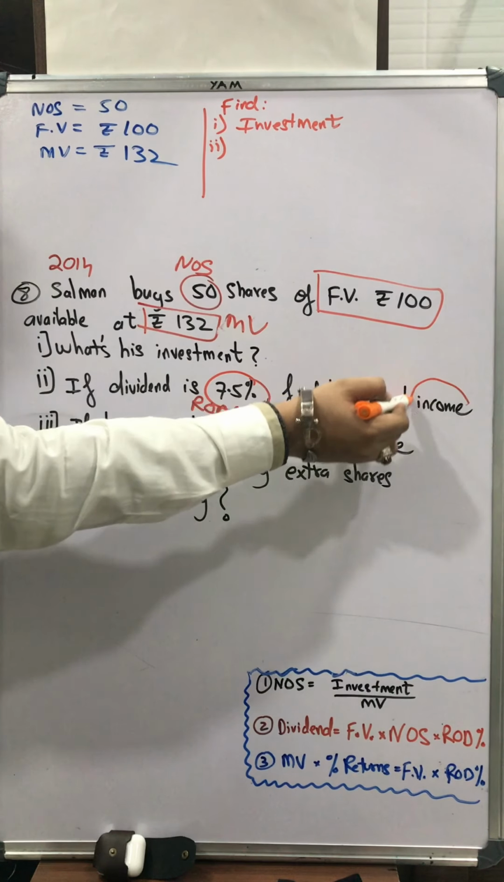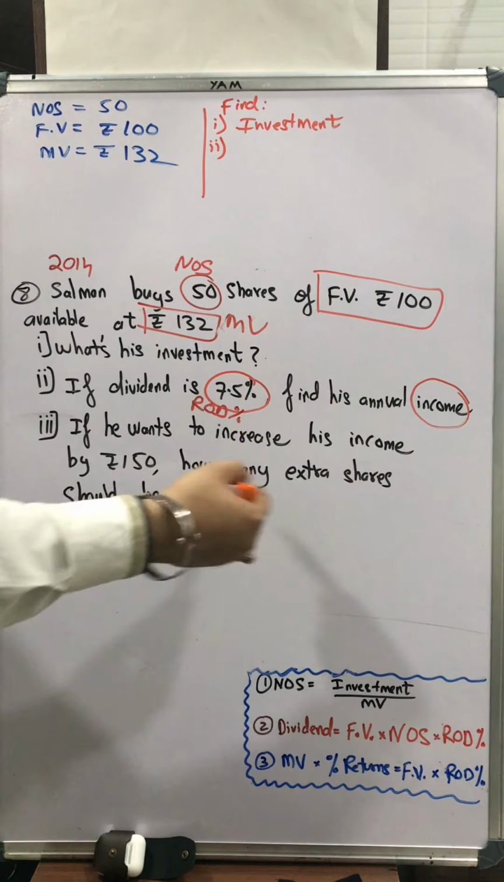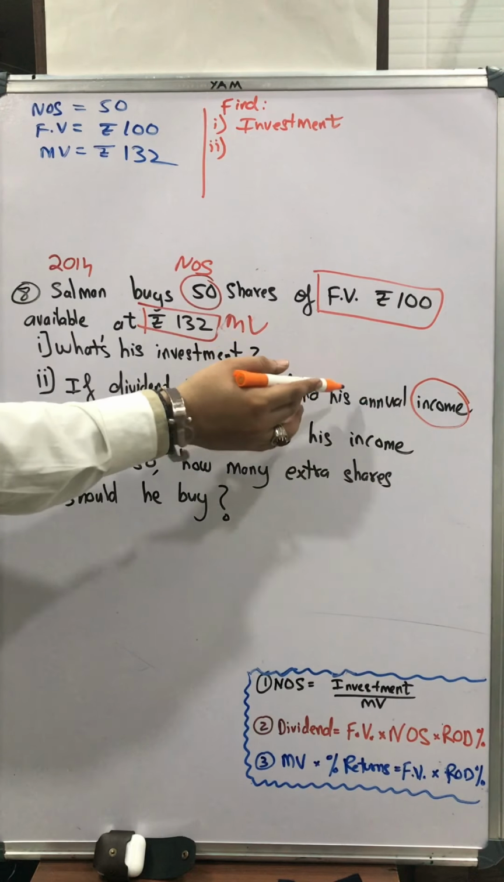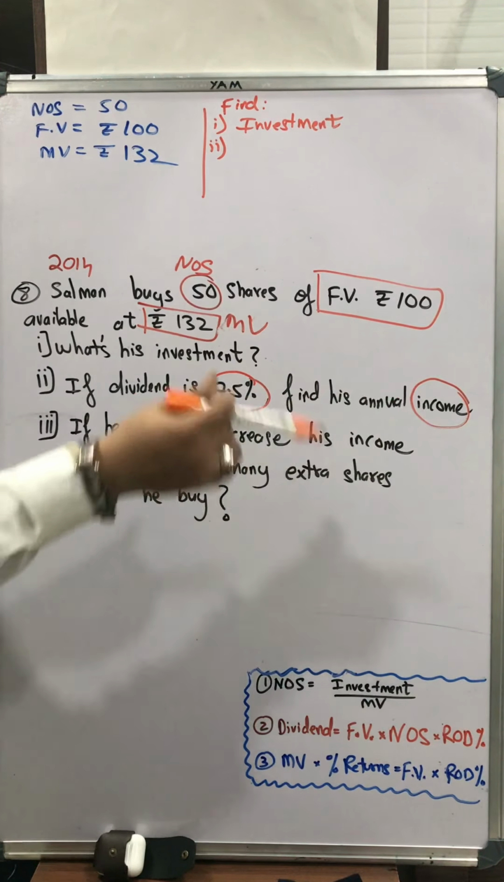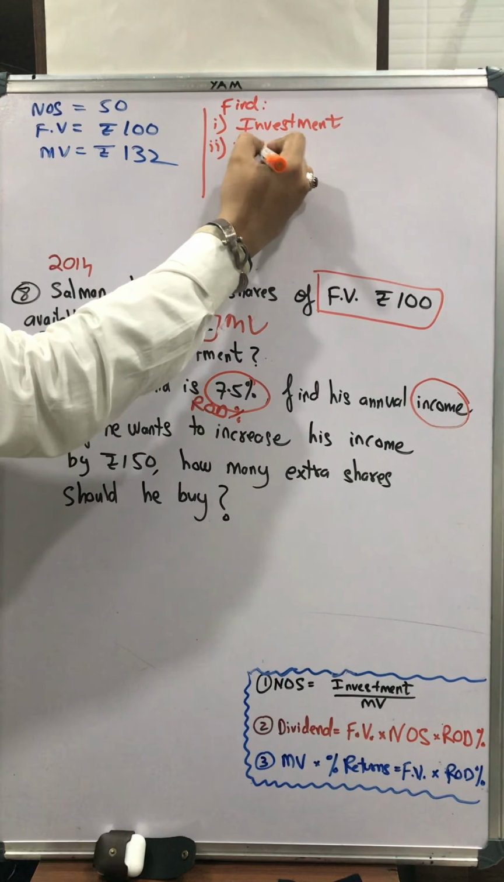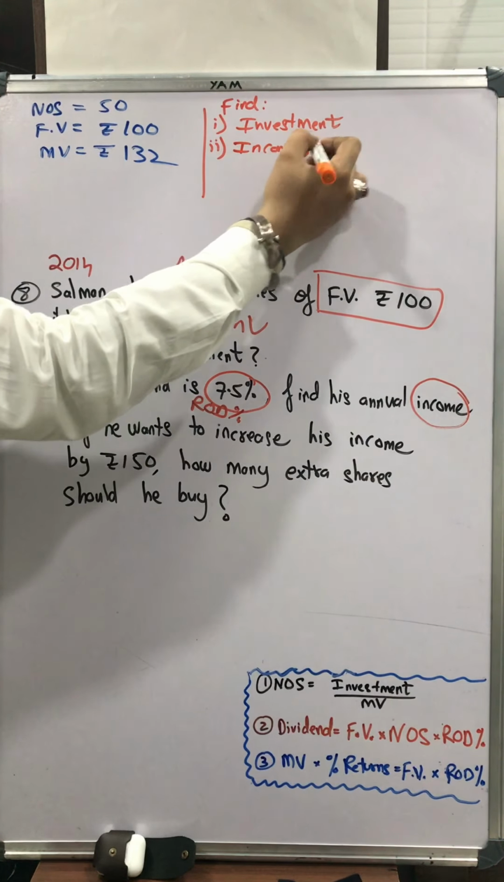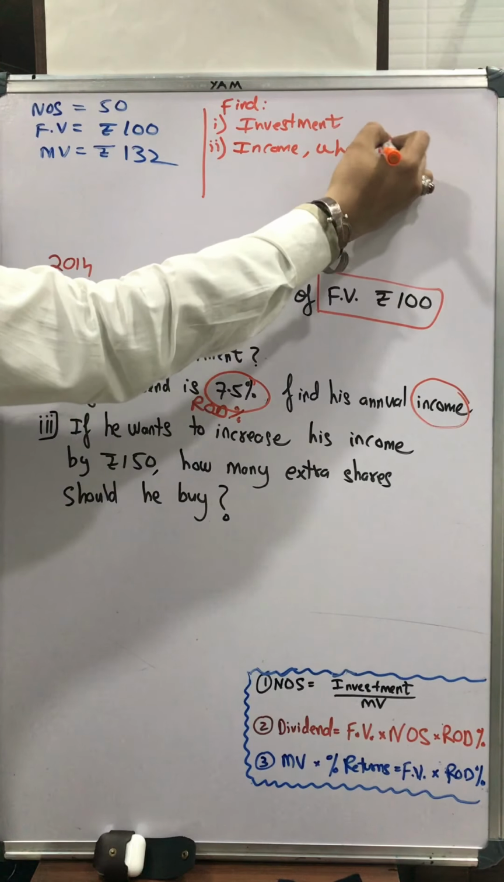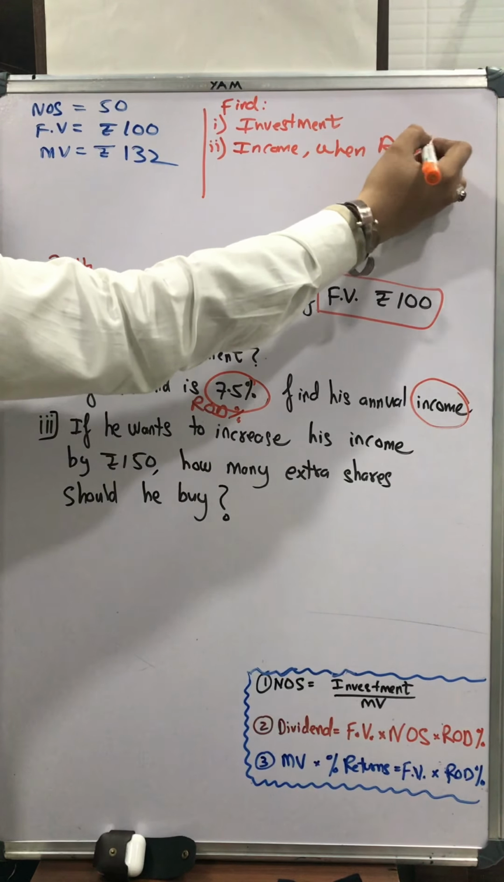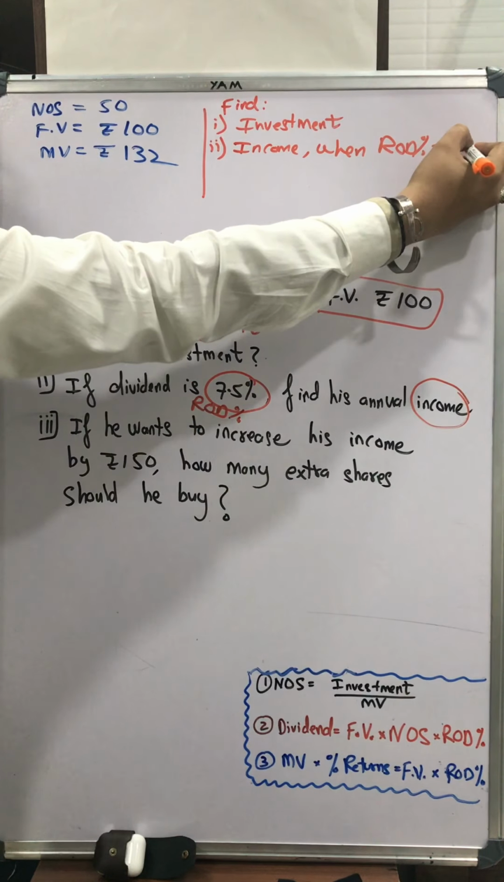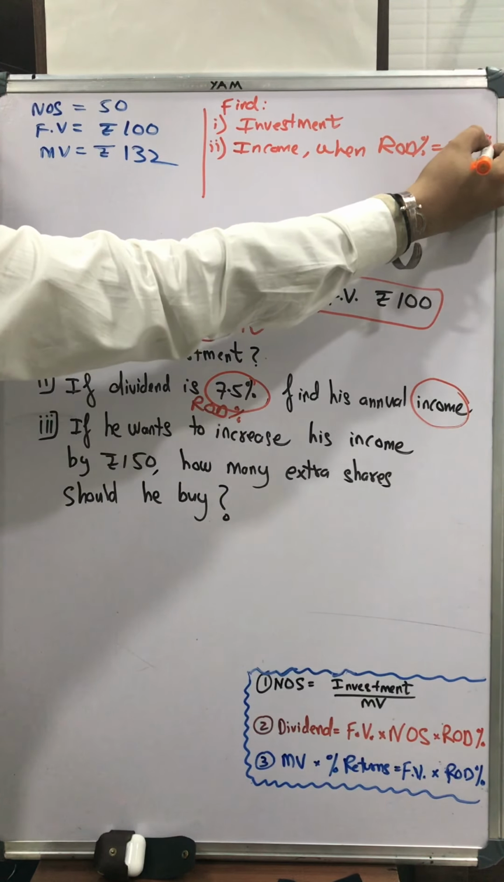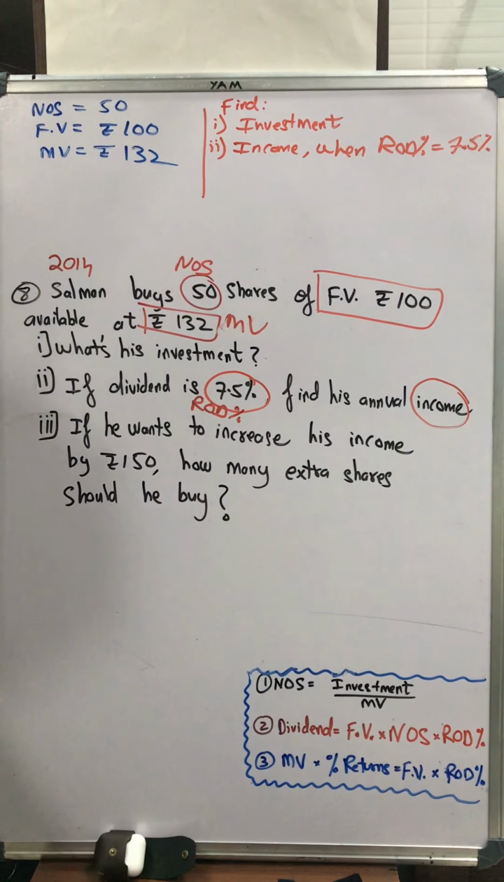Income means dividend only. Income means returns. Income means profit. So they are asking income. I'll apply the formula of dividend only, but I'll write income because the word income is used. So find income when rate of dividend is given as how much? 7.5%. Okay.